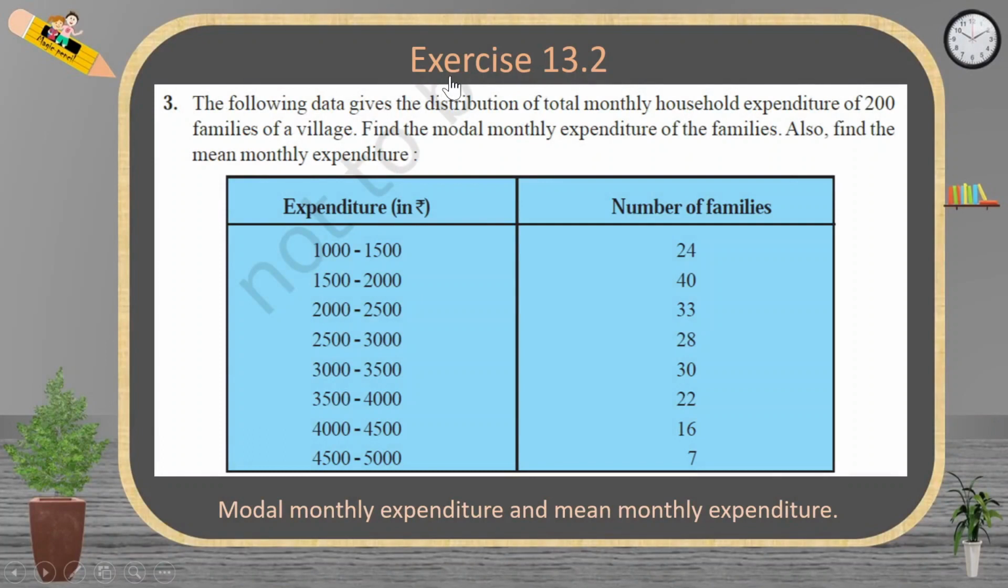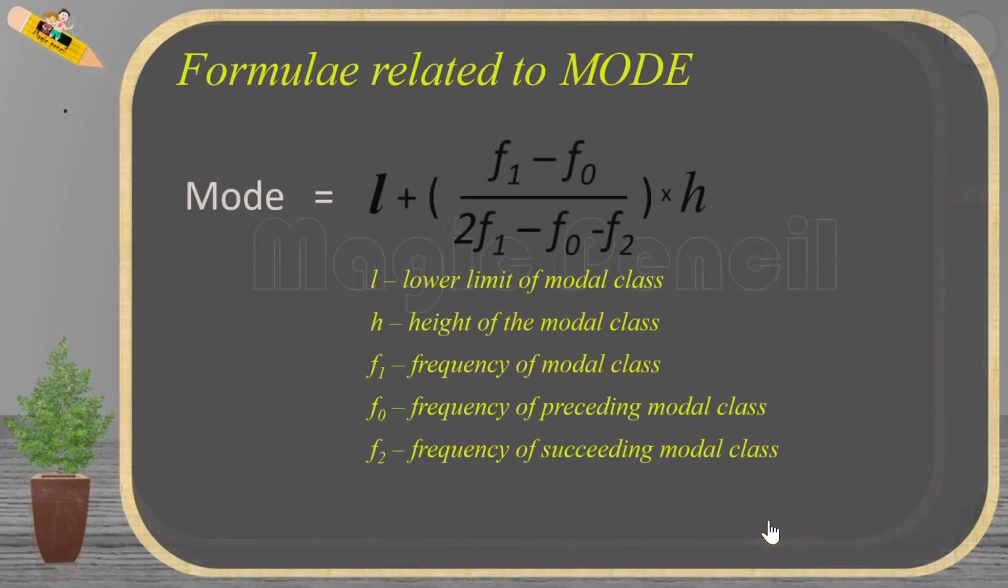In this video we are going to discuss the third problem of Exercise 13.2. We need to calculate the modal monthly expenditure and also the mean. Please tell me the formula of mode along with me. See here, mode is equal to L plus (F1 minus F0) by (2F1 minus F0 minus F2) into height. So this is the formula which we are going to use to calculate mode.